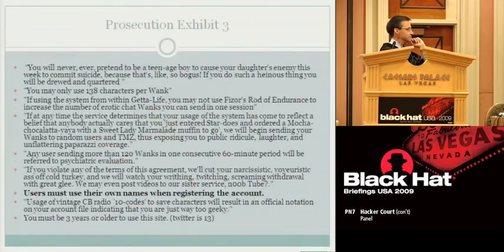Well, I think there's one that did pass that test, and that would have to be the first one, which was you will never ever pretend to be a teenage boy to cause your daughter's enemy this week to commit suicide, because that's so bogus. And I think, well, actually, if we could talk about the Lori Drew case, yeah, put this in context.